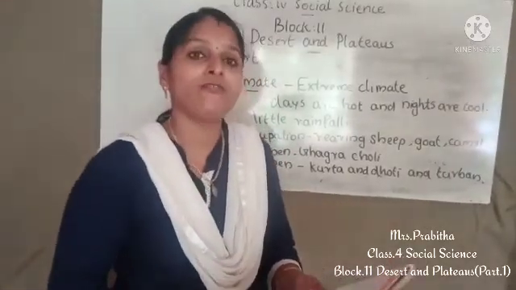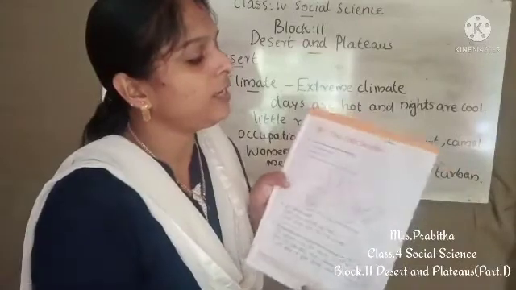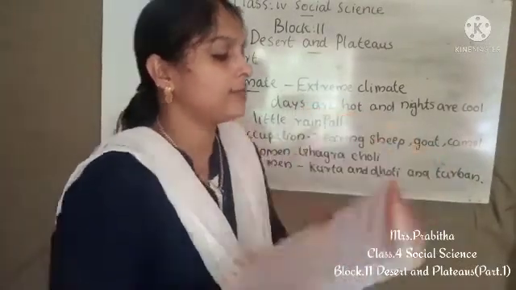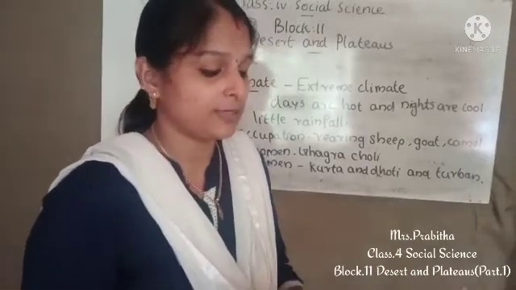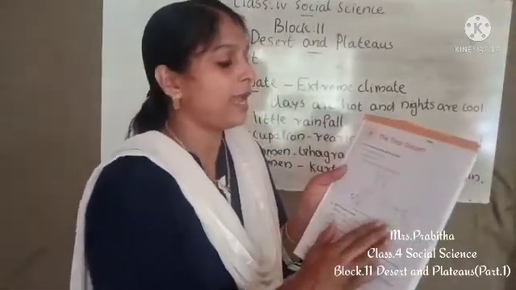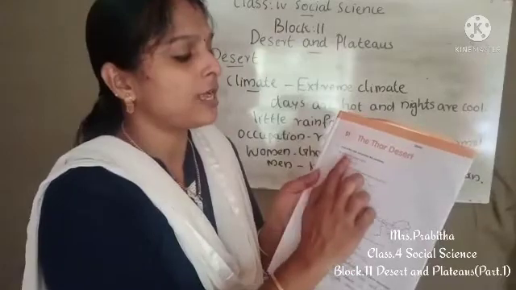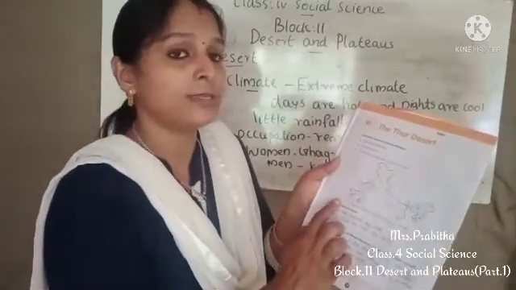Take page number 15. Workbook page number 15. The Thar desert. Okay. So first question is look at the map and answer the question. Here you can see one map. So first question is color the desert region. So where is desert in India?